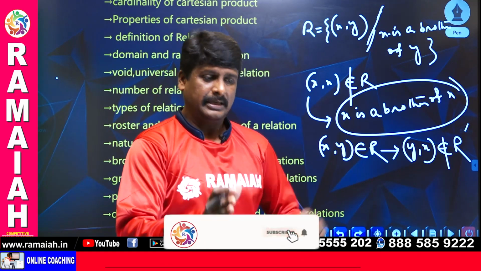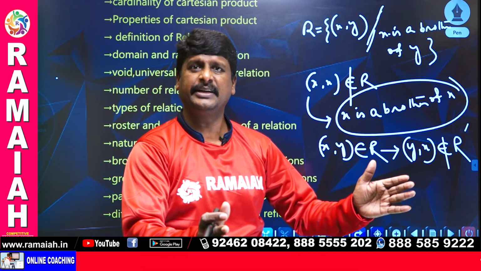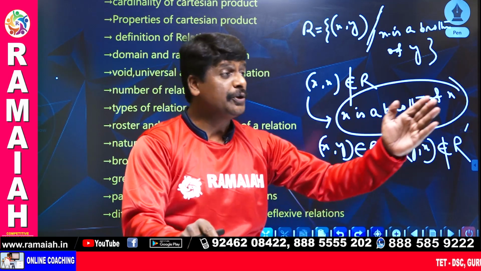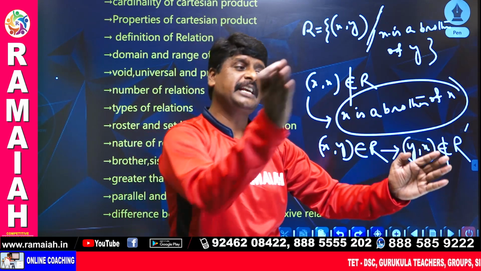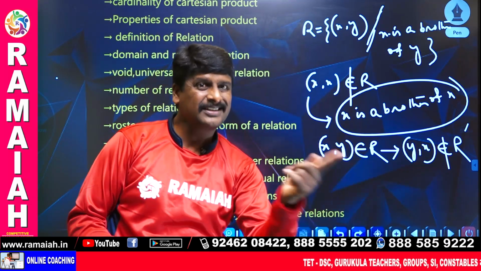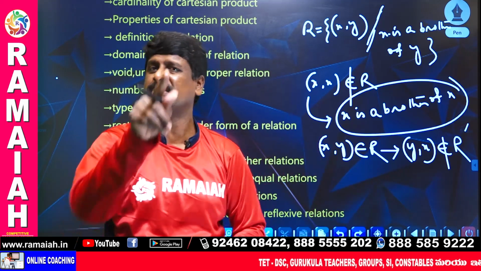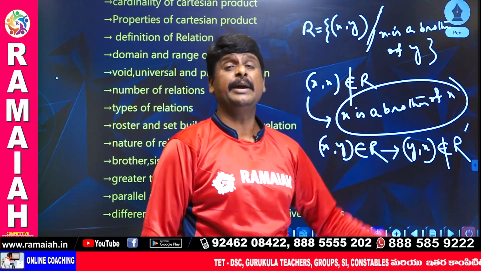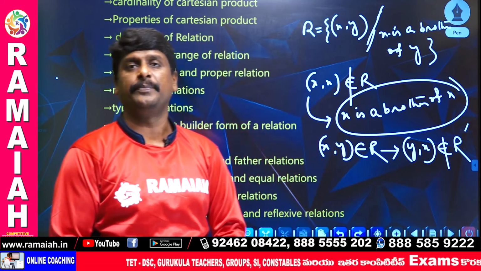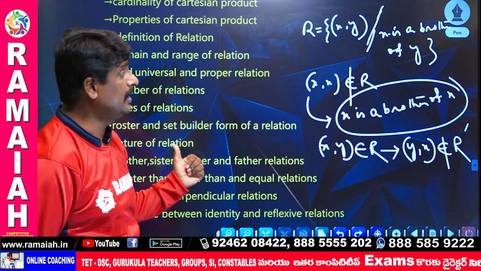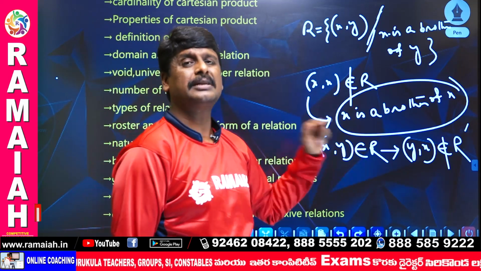Suppose x is your male candidate, and your sister is named y. "X is a brother of y" is true. But in the converse case, "y is a brother of x" is wrong. So every time it may or may not be true. That's why it is not symmetric. So the brother relation is not reflexive and not symmetric.